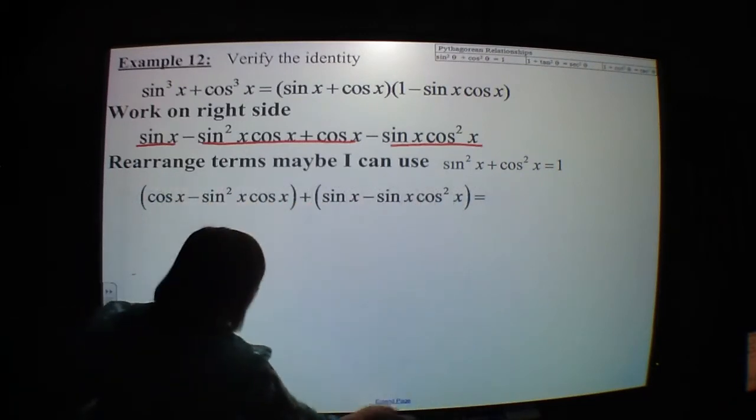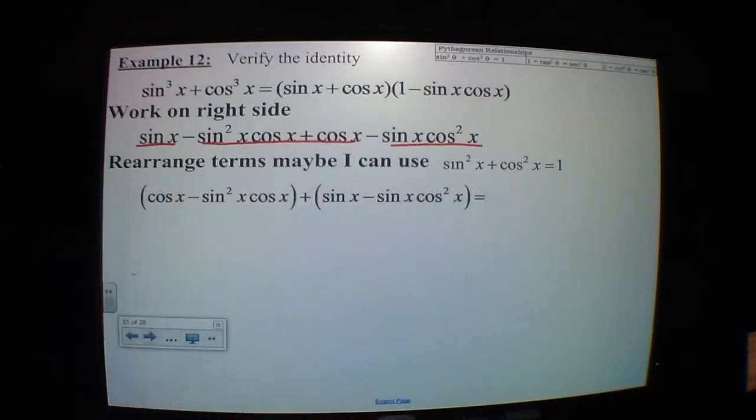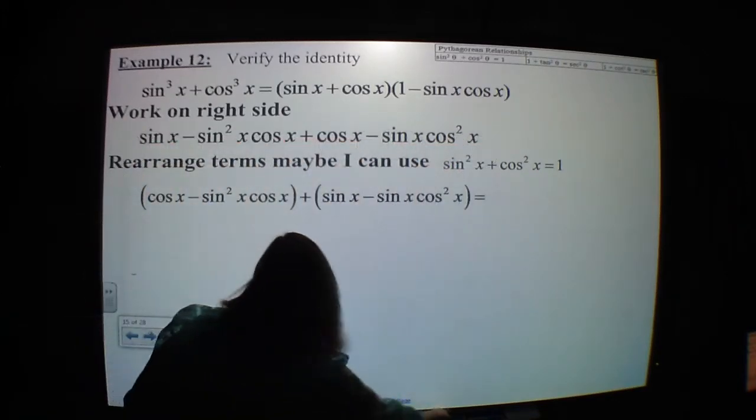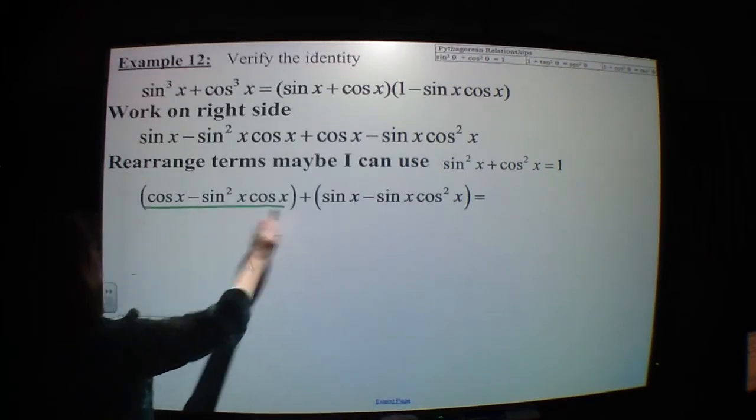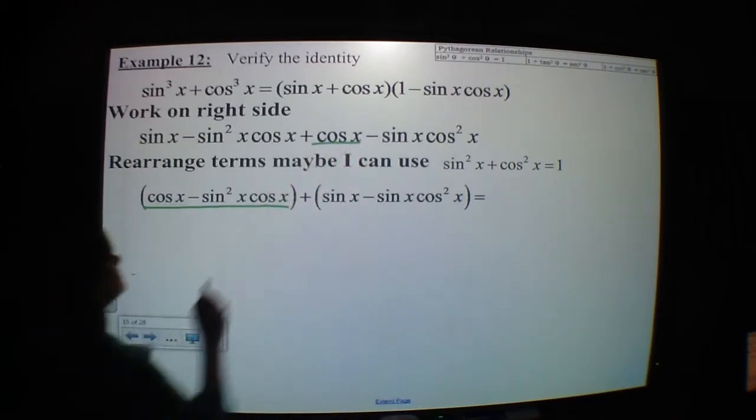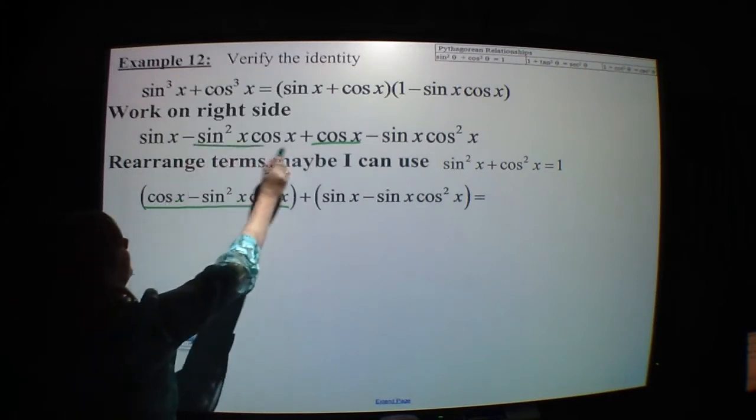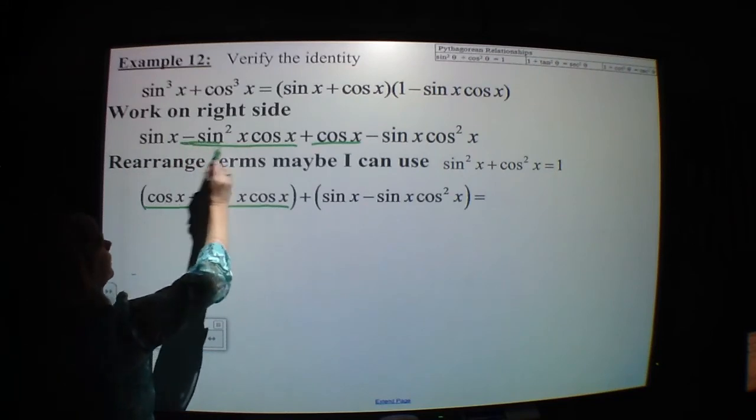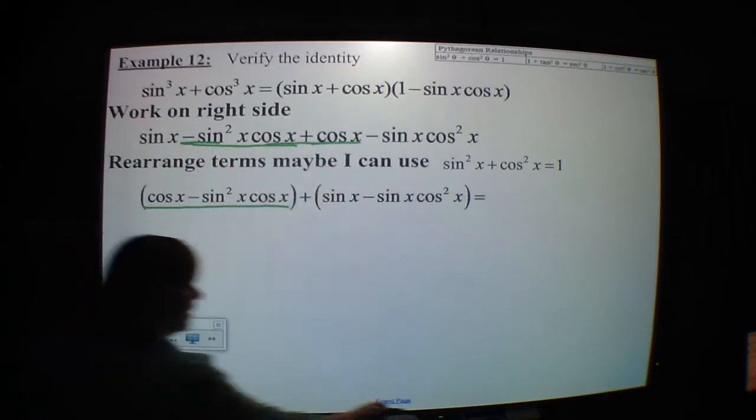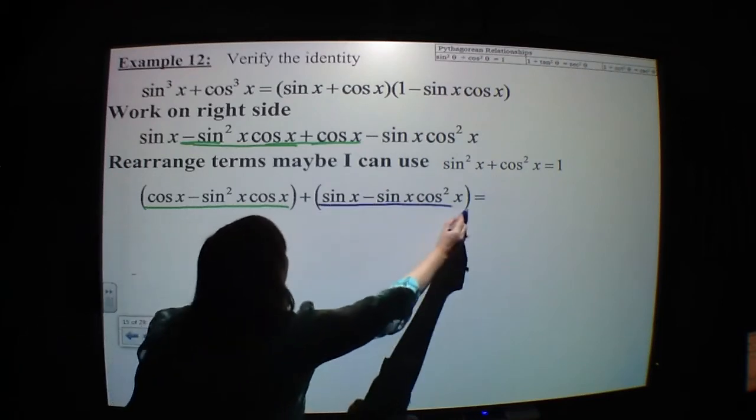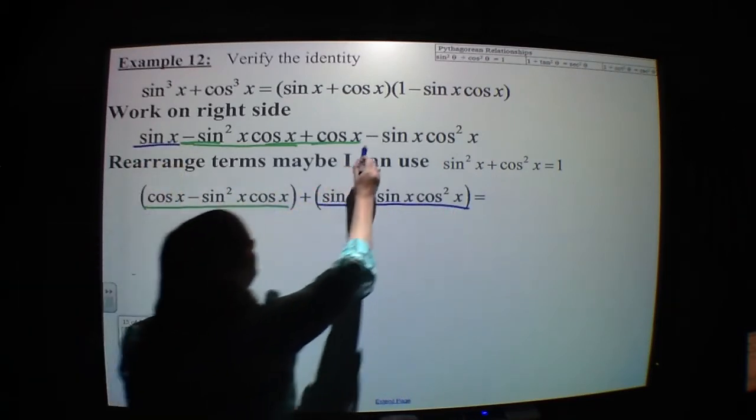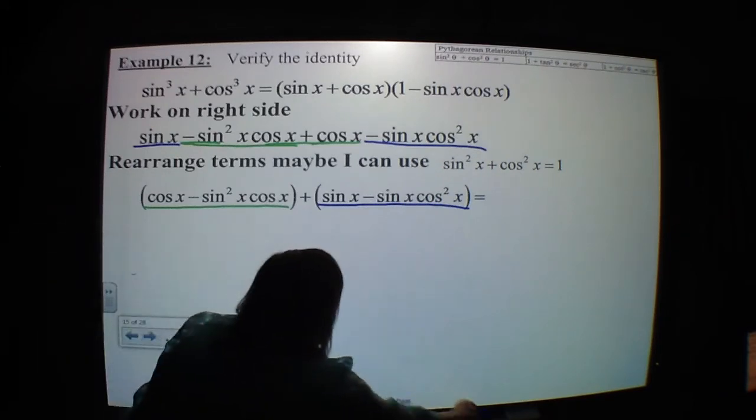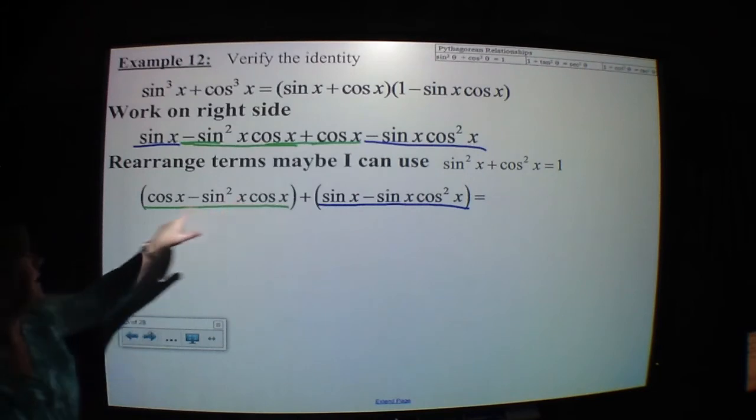And some of these do take some thinking. So I group stuff together. Let me color code it so you can see what I group together. Cosine of x, and that sine squared of x, cosine of x, and the minus belongs with it. So that's what I did first. And then I grouped the sine of x minus sine of x cosine squared of x. So I grouped those together, and then from this I can factor out a cosine.